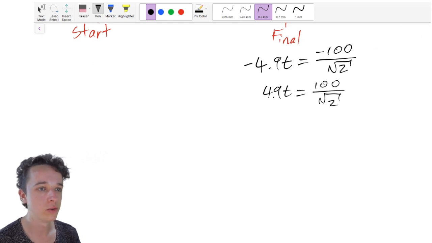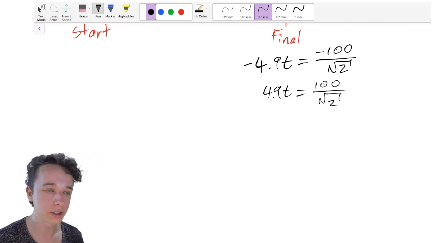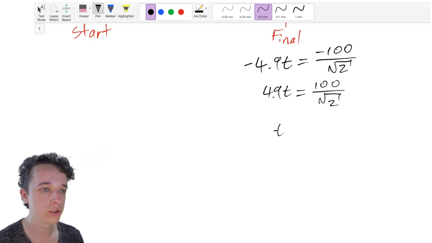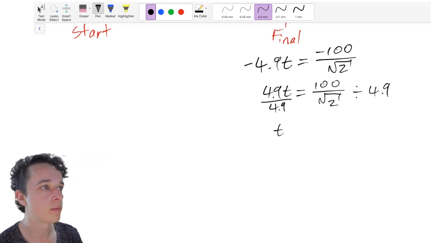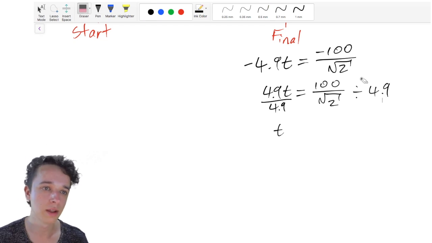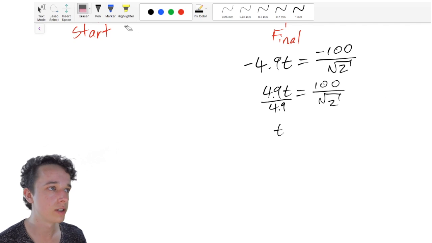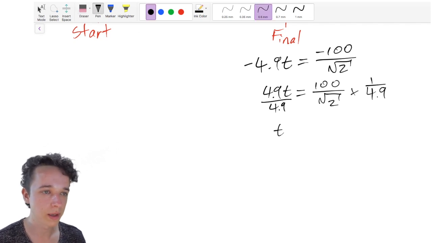And now I'm trying to get t on its own, right? So I'm going to divide this side by 4.9, and I'm going to divide this side by 4.9. Now dividing by 4.9, if you remember from math, is the same as multiplying by 1 over 4.9. And I think it's a little easier to think about if you write it like that. And then we're left with 100 over 4.9 multiplied by root 2.